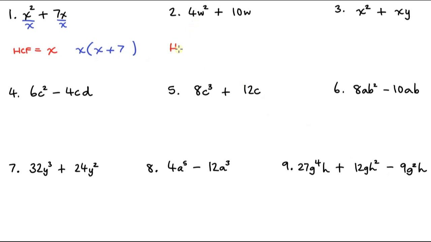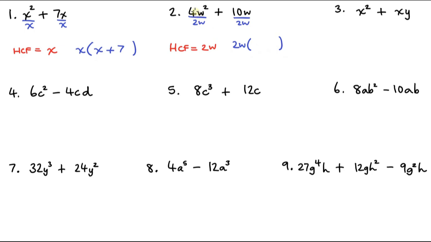So our highest common factor. Well, let's first of all think about the numbers. Highest common factor of 4 and 10 is just 2. And then the highest common factor of w squared and w, well, that's just w. So we've got 2w that we're going to factor out. So let's divide both terms by 2w. So we're going to take out the 2w from our expression.